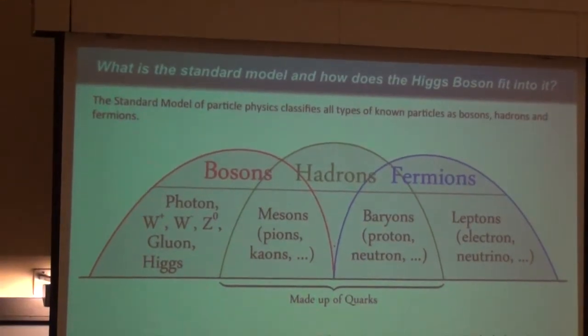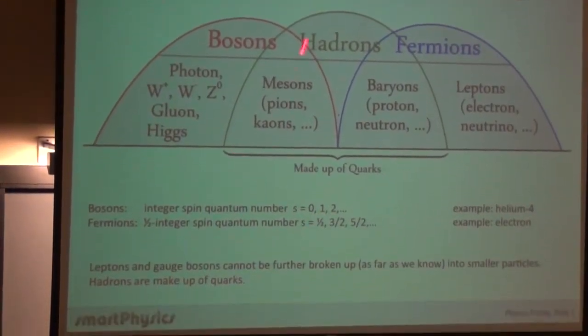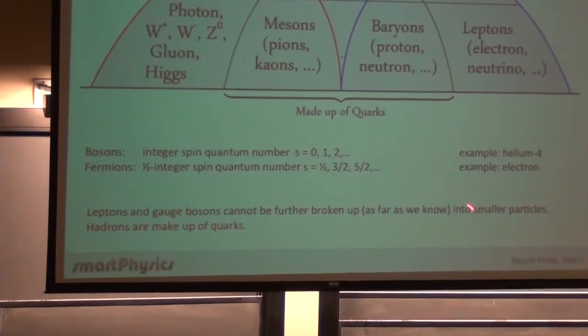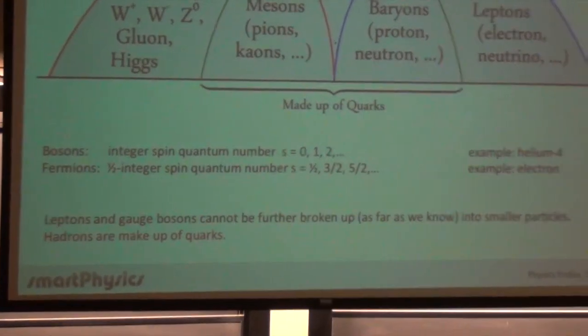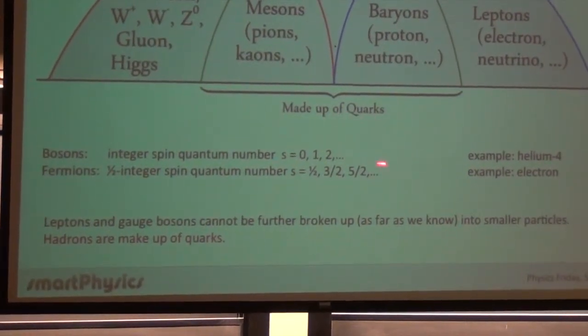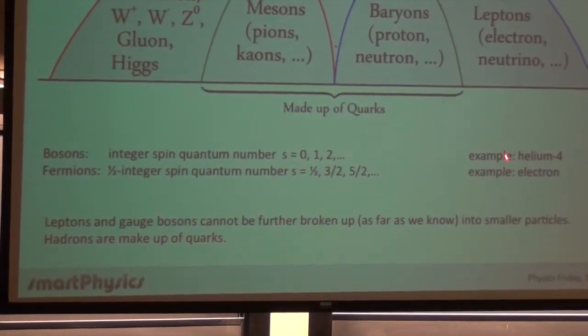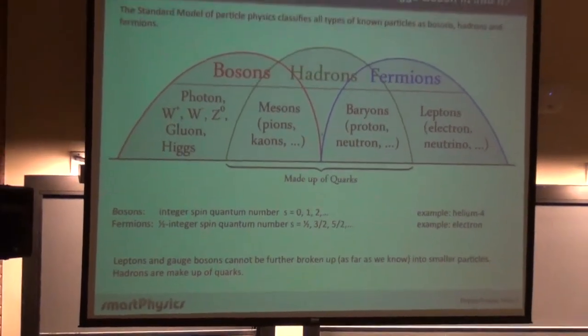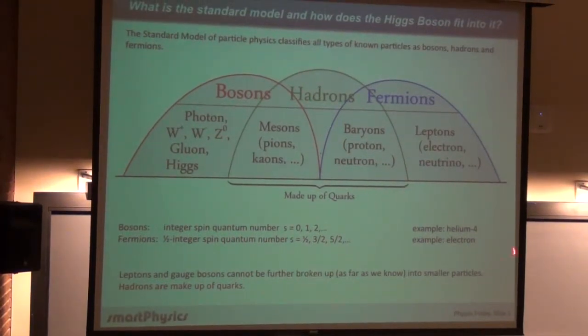I've mentioned this before, but the distinction between these two lobes, the bosons and fermions, is basically integer or half-integer spin. So bosons have spin 0, 1, 2, and fermions have 1/2, 3/2, and so on. We've already seen some examples of this. Helium-4 is a boson, it has 0 net spin, at least in this configuration. And we've talked lots about electrons, which have spin 1/2. So an electron has charge, but it also has this quantum number, spin, and it's a fundamental quantum number. Leptons and gauge bosons can't be further broken down, but these hadrons can.